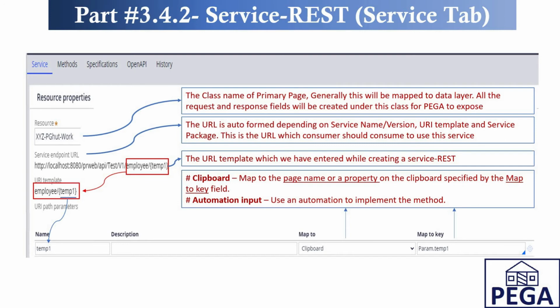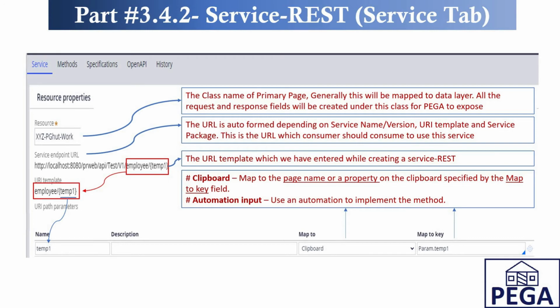Let's say in map to value, I've chosen clipboard. Now map to the page name or property on the clipboard specified by the map to key field. Here in the map to key field, you are basically going to give a property name. If you are using a property name, this property will belong to the class that you have used under resource, right? Now you can also use a parameter name, so that Pega creates a parameter page during runtime, as you guys know, and you can also assign from that parameter page. So depending on your configuration.